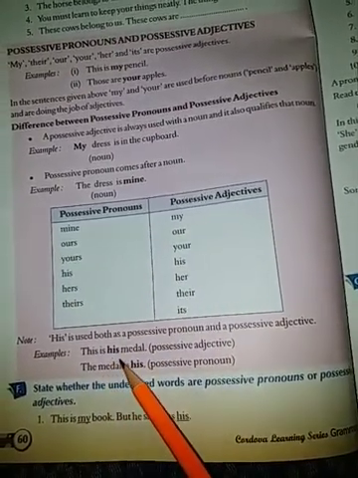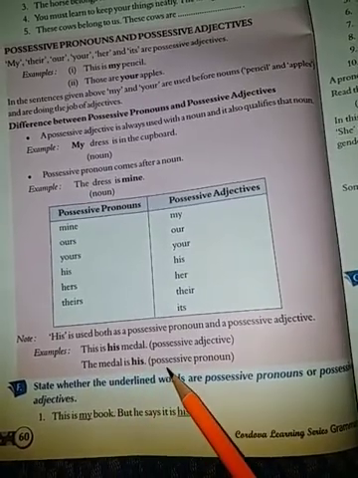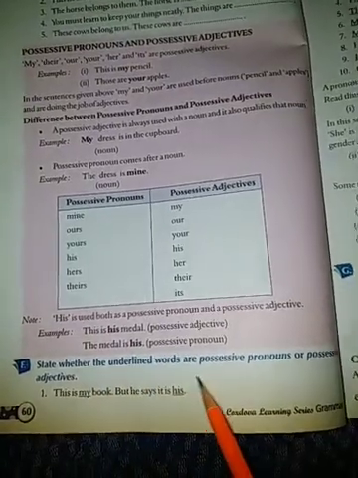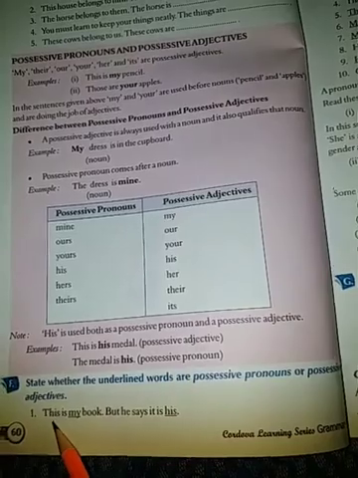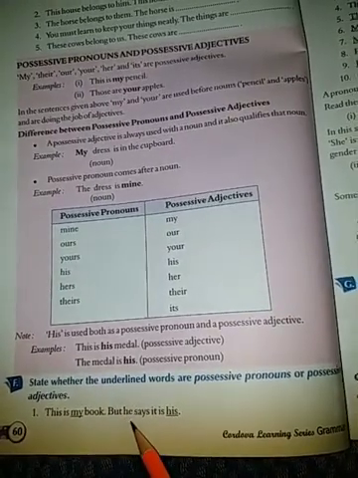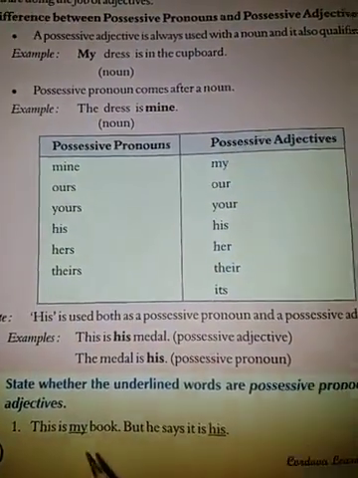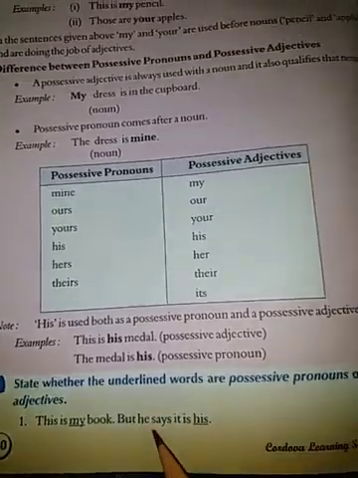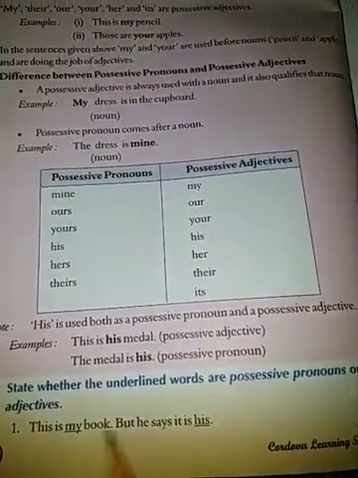Example: this is his medal, possessive adjective. This medal is his, possessive pronoun. Now move to the exercise. State whether the underlined words are possessive pronoun or possessive adjective. This is my book, but he says it is his. So here you can see my is underlined and his is underlined.